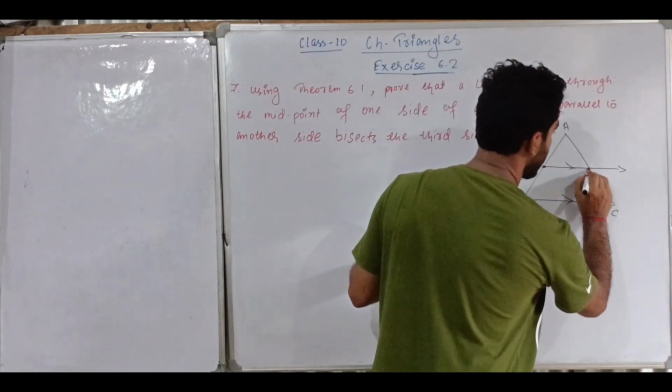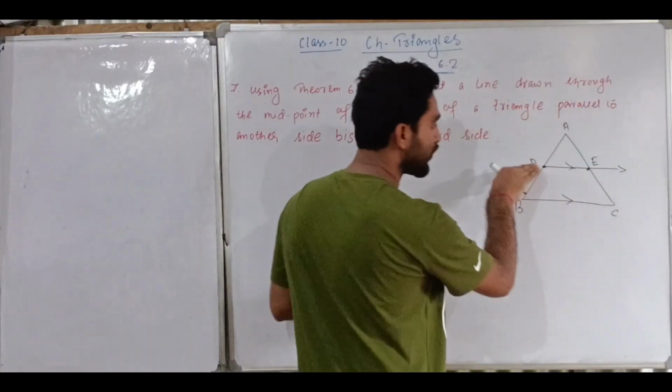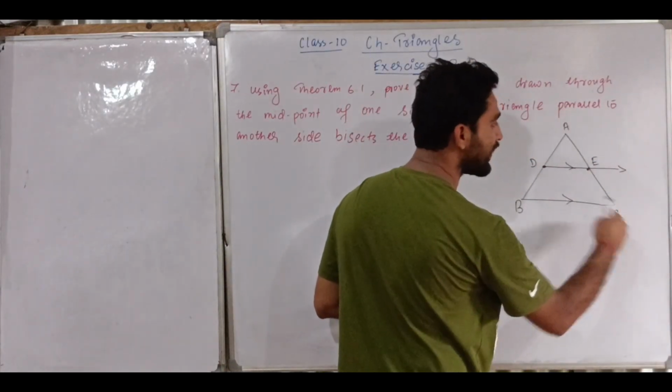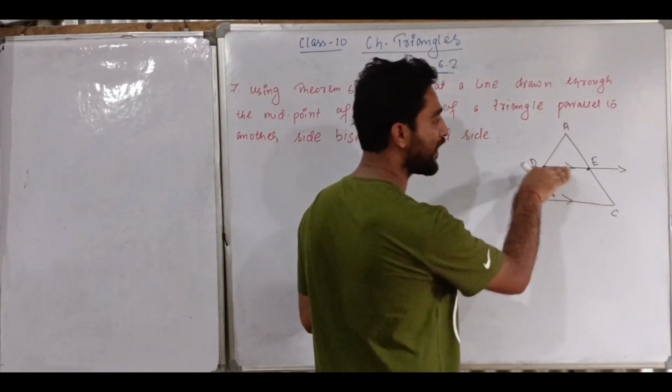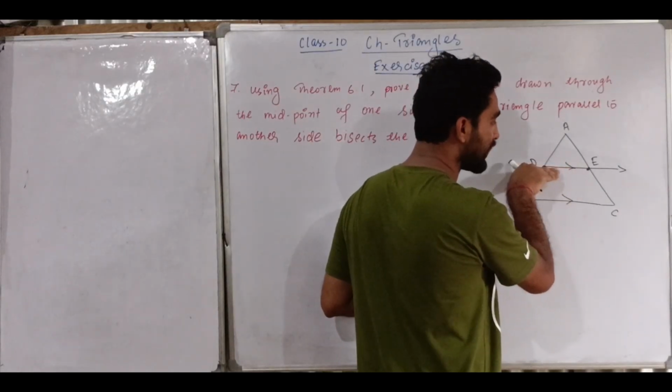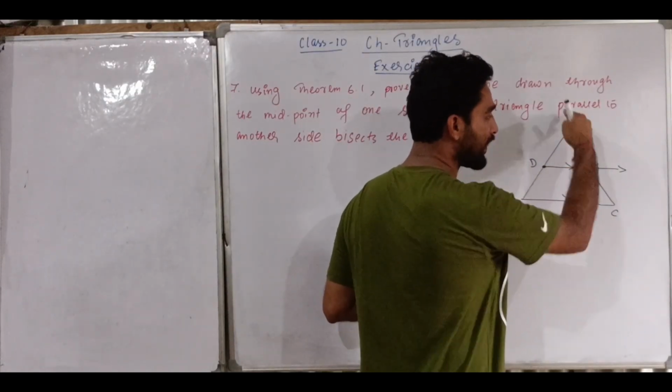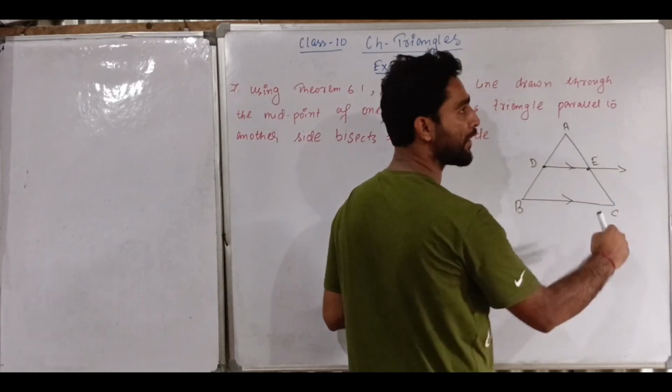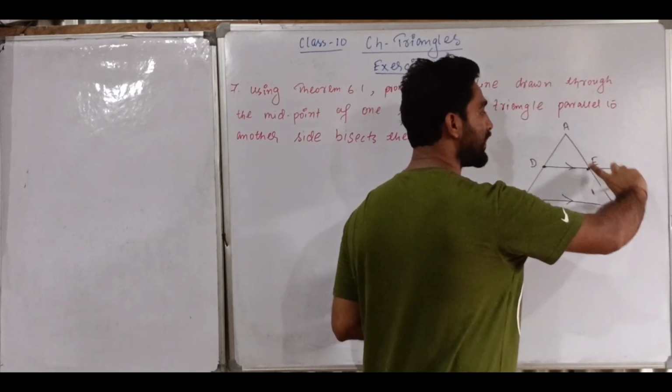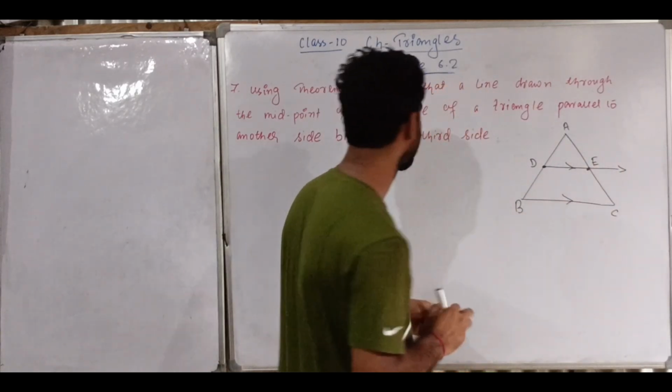For example, this point is E. So this line DE is bisecting the side AC. Bisecting means cutting or intersecting this line AC into two equal halves. That means we have to prove that AE is equal to EC.